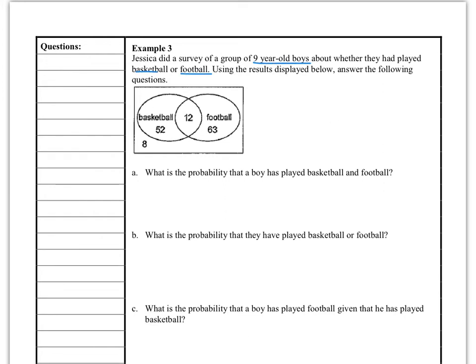So first of all, the 18 on the outside here is neither. They played neither sport. Okay, so not basketball, not football. The one in the middle, the 12, represents the AND, or they played both sports.